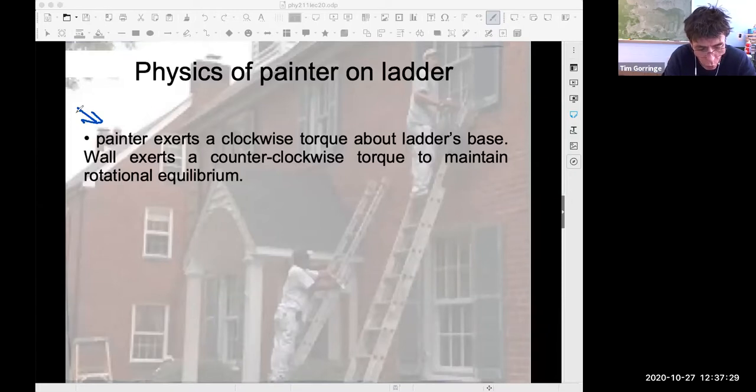On the other hand, the wall's force on the ladder tends to try and rotate the ladder counterclockwise, away from the ground. And part of the equilibrium that's happening when the painter stands on the ladder and the wall is pushing on the ladder is that the torques created by the painter on the ladder and the wall on the ladder are in opposite directions. They're in equal sizes. And so the net torque from those two torques on the ladder cancels out.